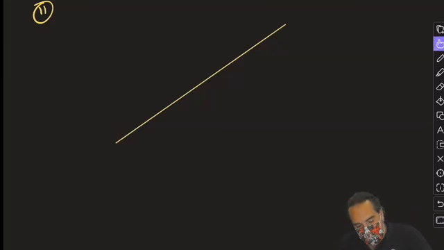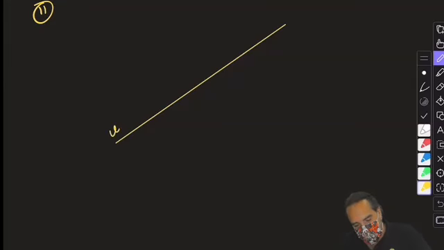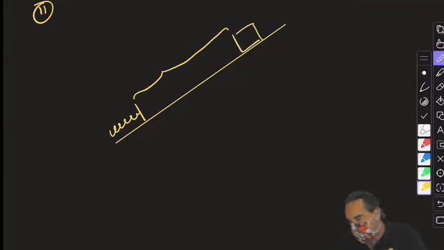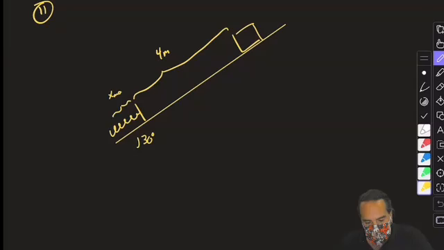We have the distance from the block to the spring, and I don't know what you guys have, but I have 4 meters. And the angle is 30 degrees. There's no way around it. The lowest point is going to be based on how far the spring is compressed, x max. That's going to be our lowest point.